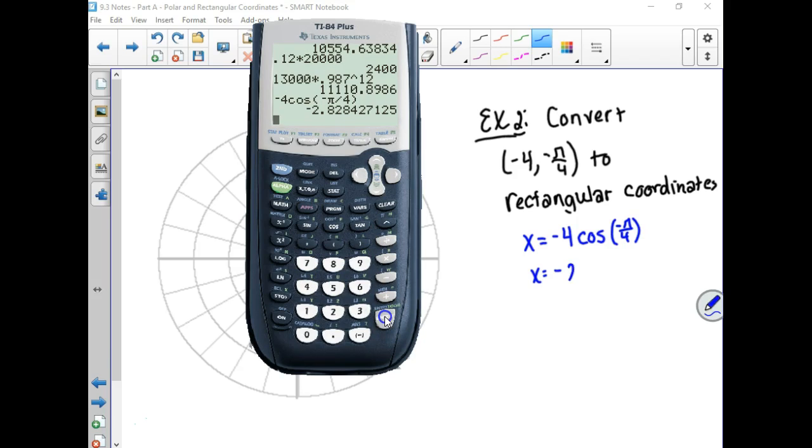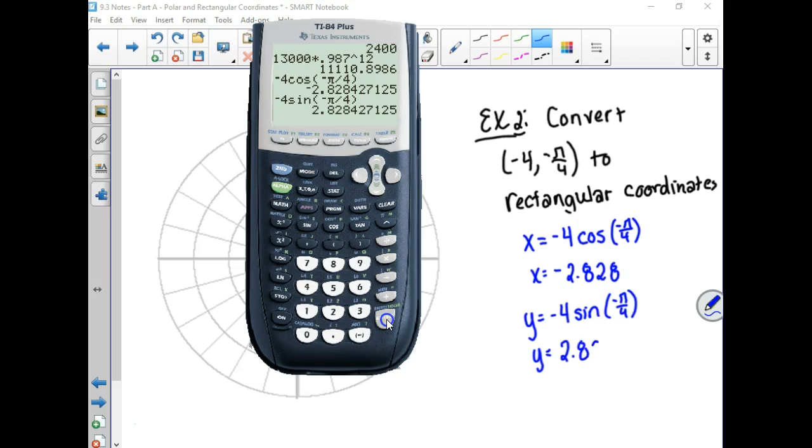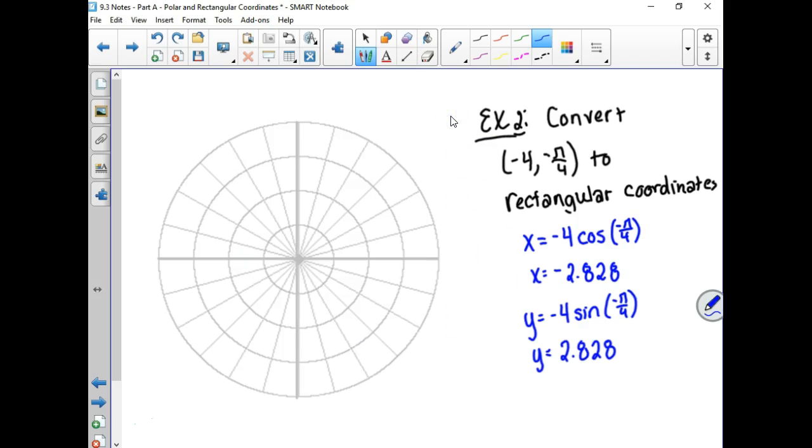And I'm going to get -2.828. And for y, I'll just do -4 sine of -pi over 4. So -4 sine of -pi over 4. And here I get 2.828. So my answer would be -2.828, 2.828.